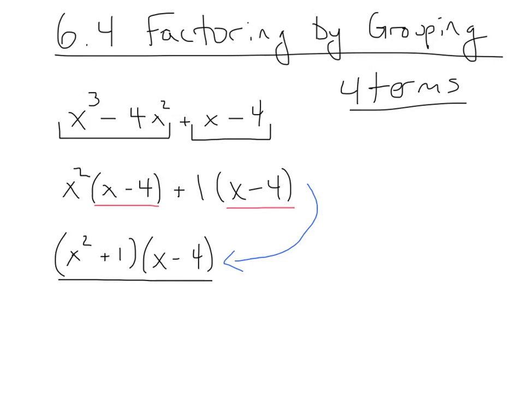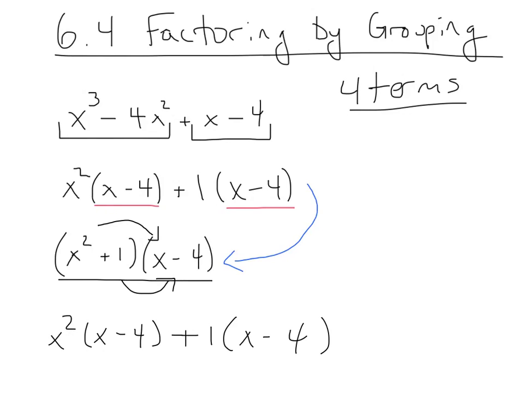We're going to say that, okay, this should be the same as x squared times this whole quantity plus 1 times this whole quantity. So if we were to multiply that out with distribution, we'd get x squared times x minus 4 plus 1 times x minus 4. Which is exactly what we had right up here. So that's why factoring by grouping works for us. And we'll go through a couple more examples of this.